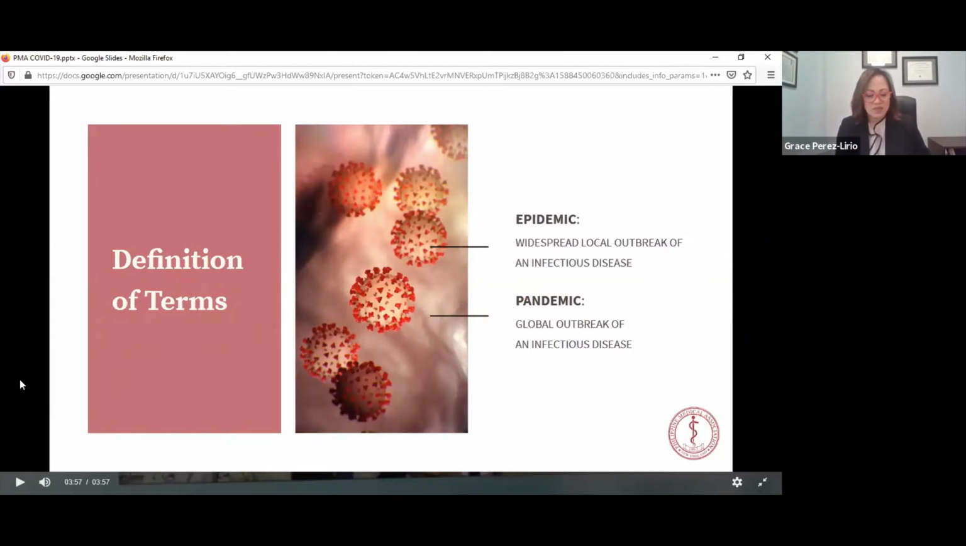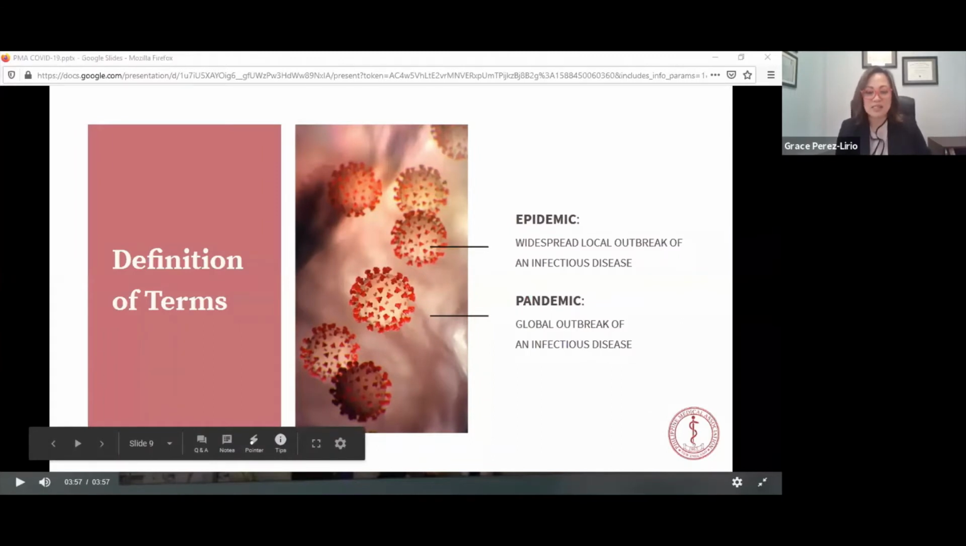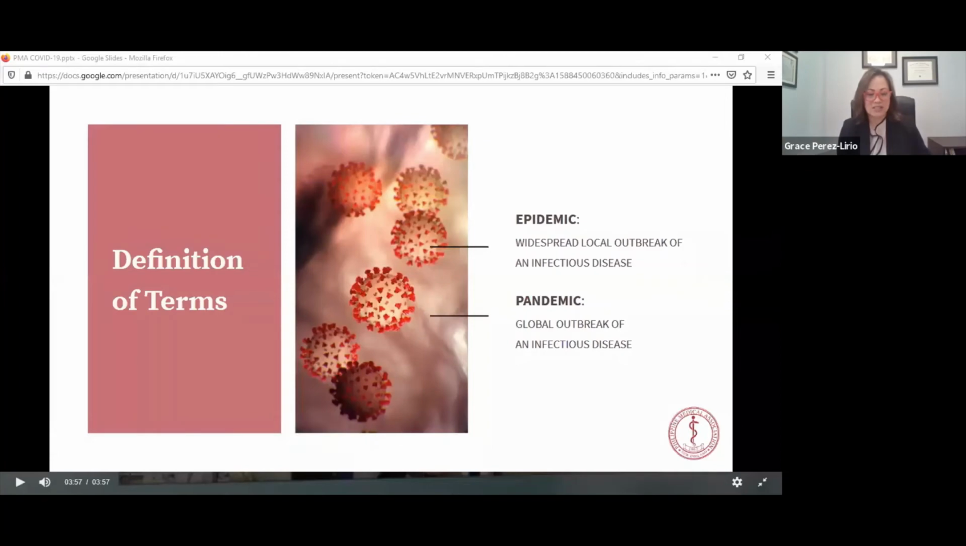So let's start with definition of terms. An epidemic is a widespread local outbreak of an infectious disease, while a pandemic is a global outbreak or occurrence of an infectious disease. Usually, when you talk about pandemics, it affects multiple continents, and this is what we're faced with right now. We have had about 20 epidemics and pandemics in the past 100 years. Some, if not all of them, changed the course of history. And I would like to name the Spanish flu, 1918, which I will talk more about in a bit, SARS 2003, the H1N1 swine flu in 2009, and the MERS in 2012.